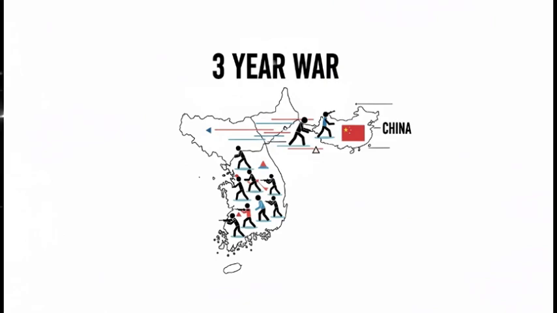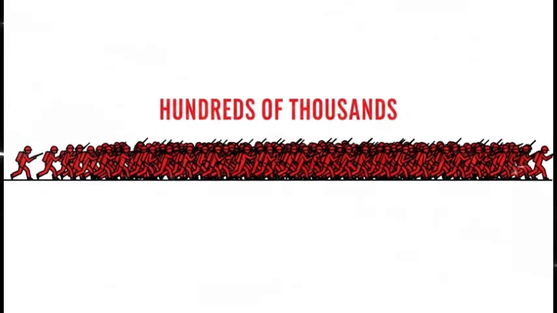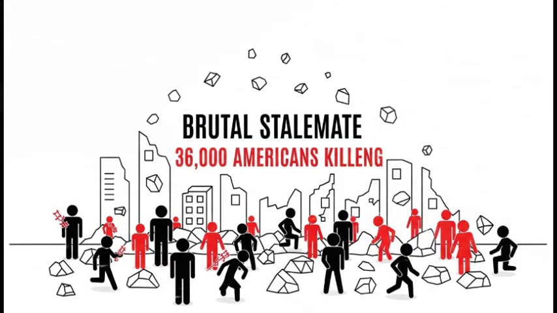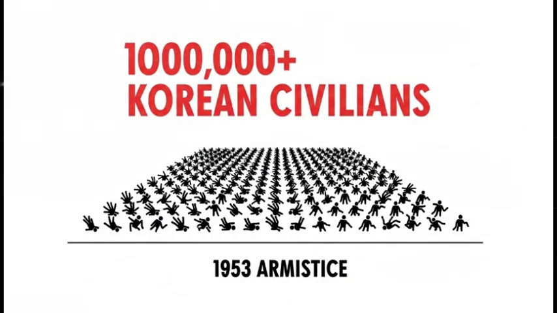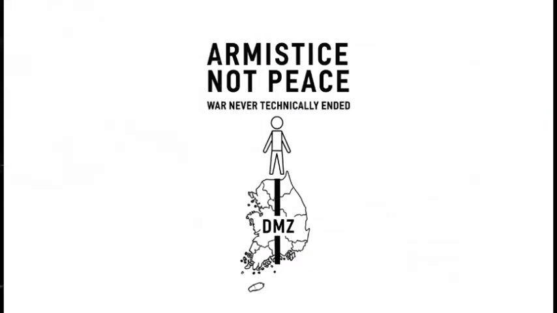American forces pushed the North Koreans back to the Chinese border. Then China sent hundreds of thousands of troops across the border. The war turned into a brutal stalemate. Entire cities were leveled. Over 36,000 Americans died. Over 1 million Korean civilians were killed. The war ended in 1953 with an armistice. Not a peace treaty. Technically, the war never ended.